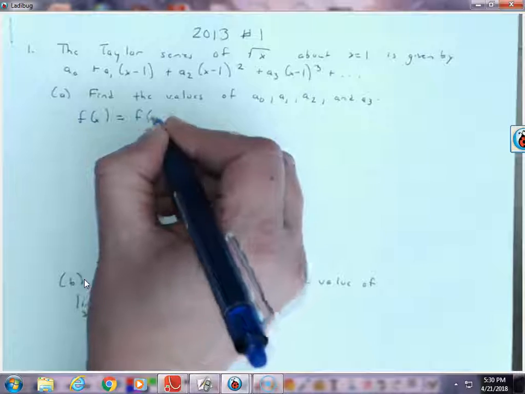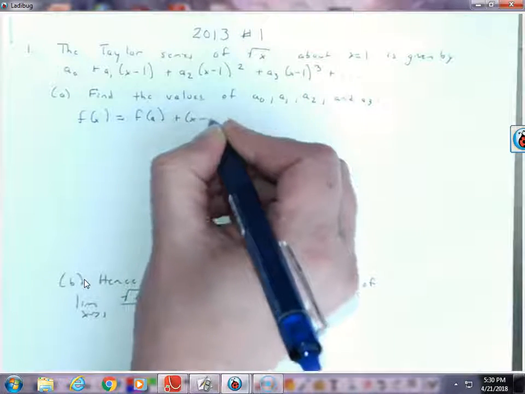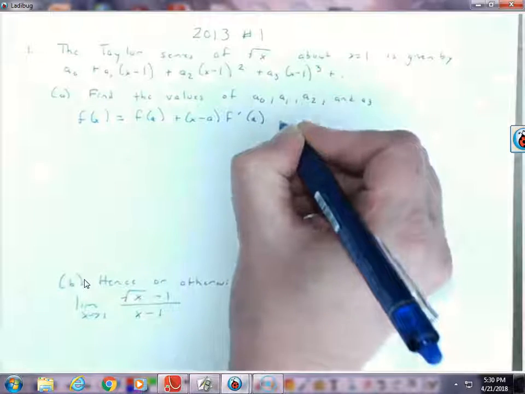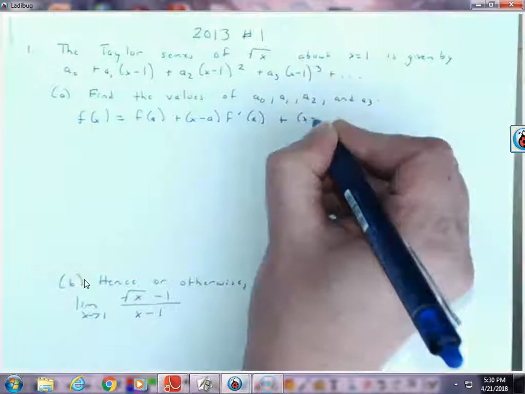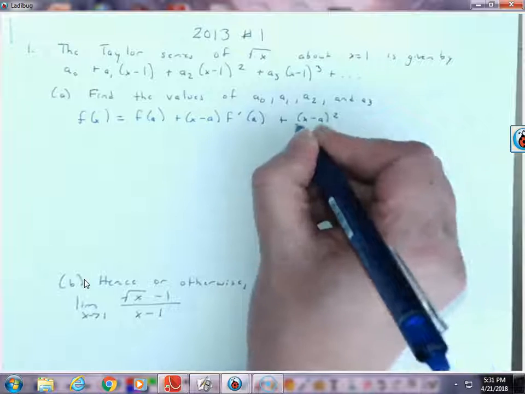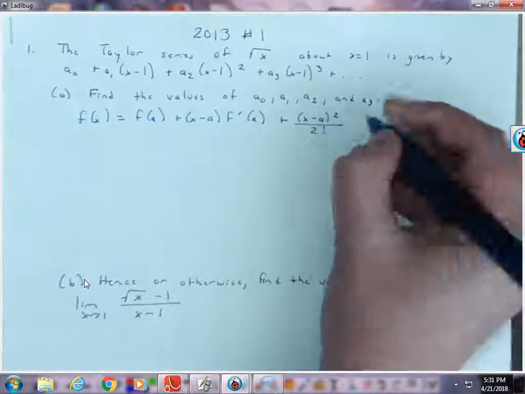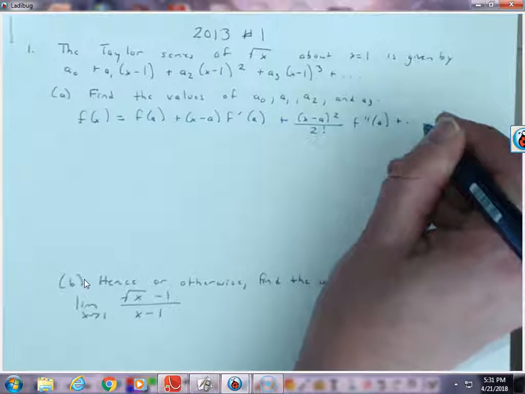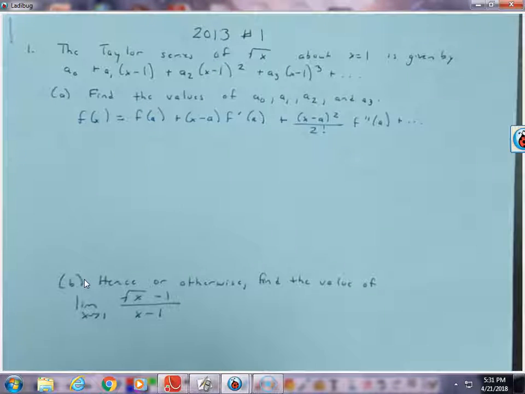So it's f of a plus x minus a times f prime of a plus x minus a squared over 2 factorial times f double prime of a, and then it just gives me a dot dot dot. Okay, after that I'm on my own.